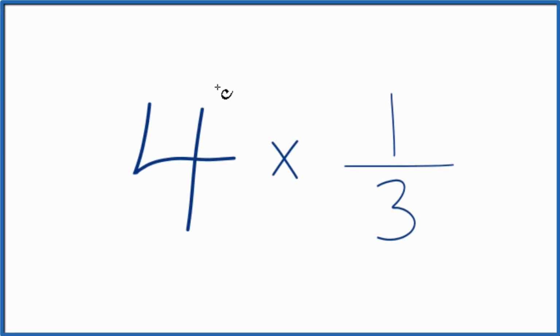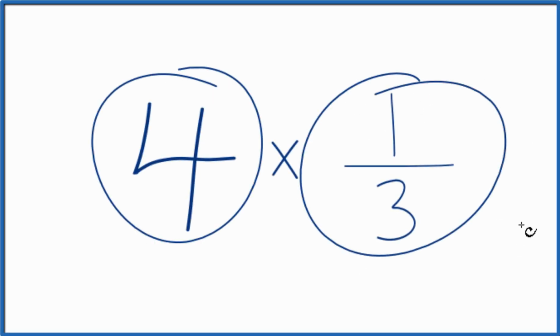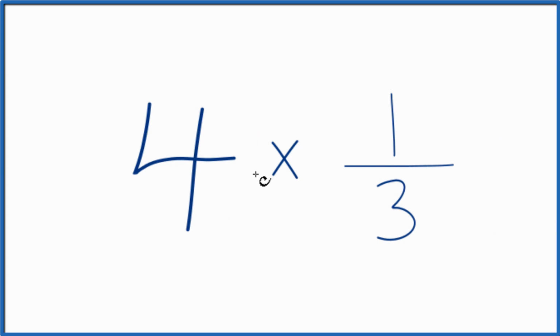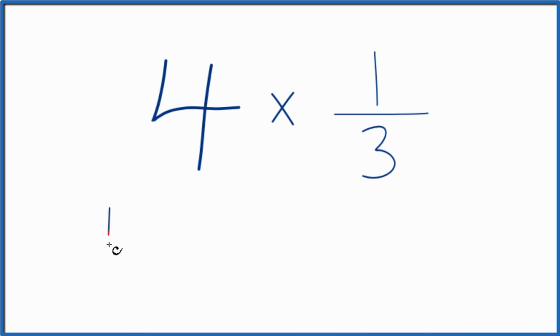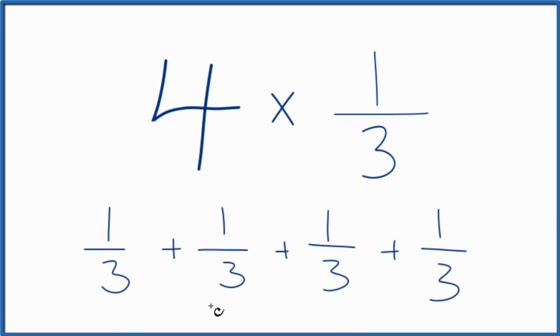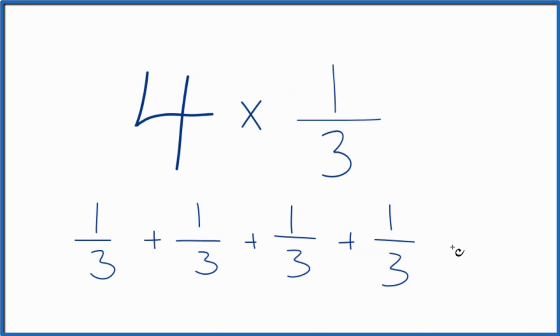If you need to multiply 4 times 1/3, here's how you do it. So first off, you could just think of this as 4 times 1/3 being 4 1/3. We just add 1/3 together 4 times, like this. So we have 1, 2, 3, 4 of these 1/3. We're adding them together. That's 4 times 1/3.